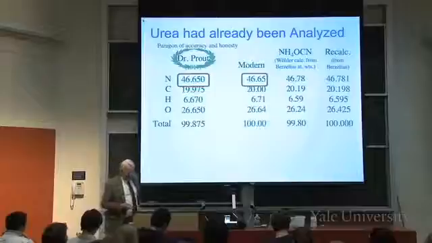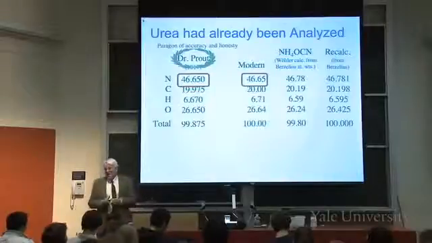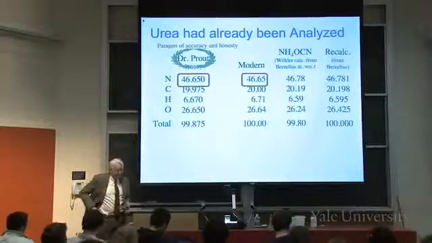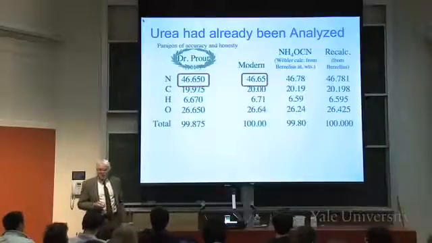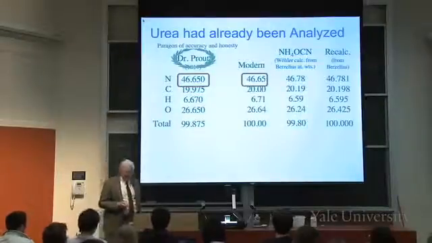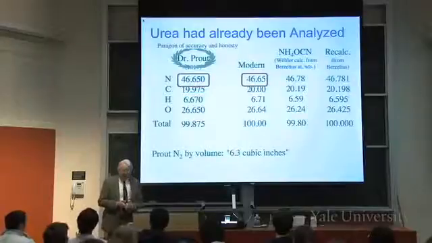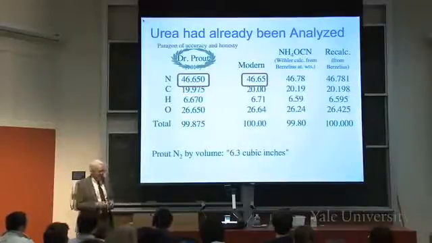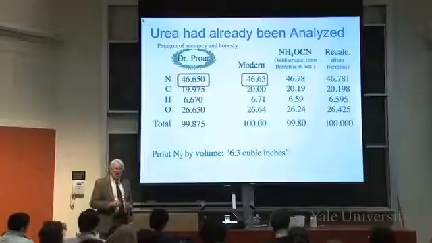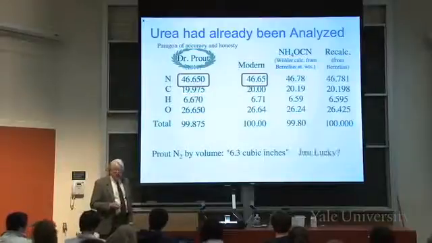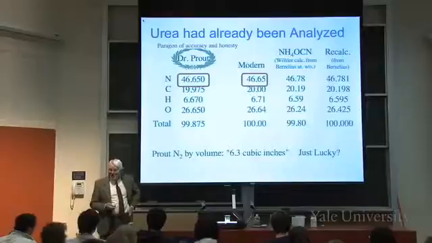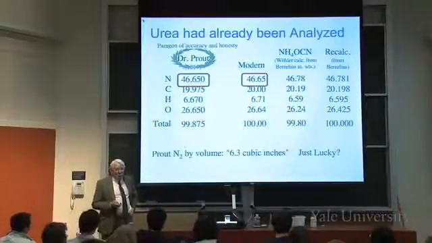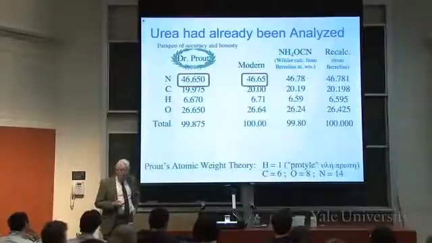Okay, and now, but those things really agreed, right? Now you wonder, how did old Dr. Prout do this to measure it to 1 part in 5,000, right? It turned out he measured the volume of the gas, and what he reported was 6.3 cubic inches of gas, right? So was he just lucky that it happened to be right to 4 significant figures? No, because that's not how he did the experiment. What he reported was not actually experimental.